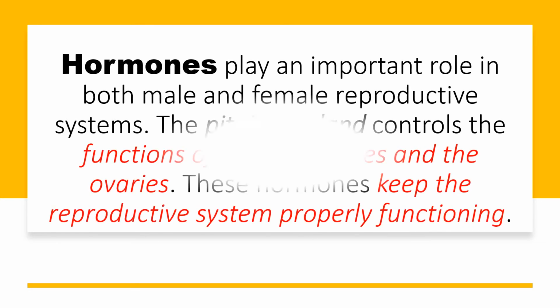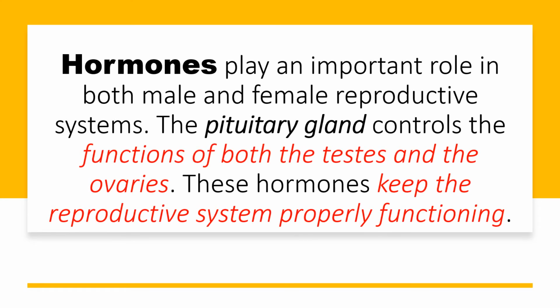What are hormones and how do hormones work? Why are hormones very important, especially why are hormones involved in the reproductive systems? So let us discover. Hormones basically play an important role in both the female and male reproductive systems. The pituitary gland is the one that controls the functions of both the testes and the ovaries.